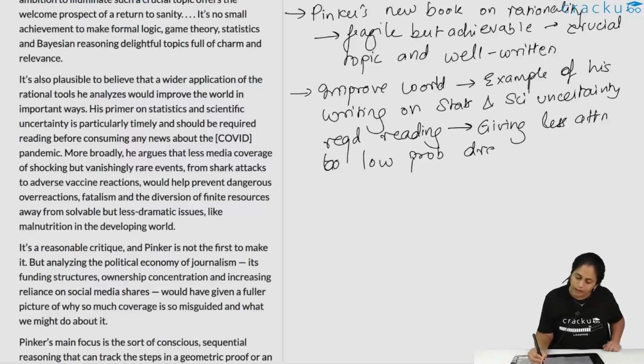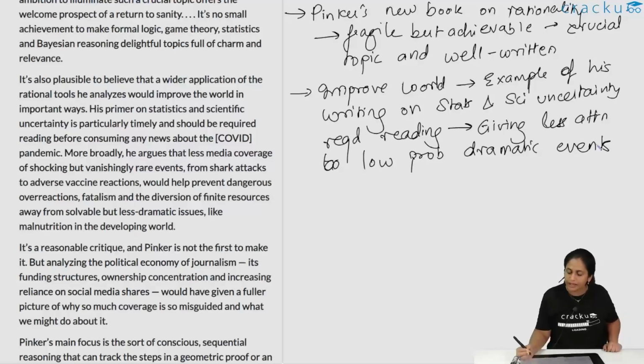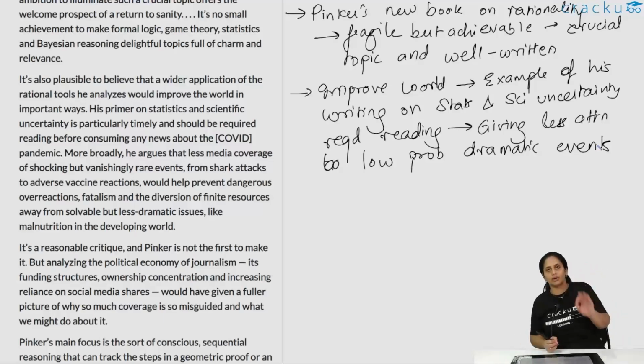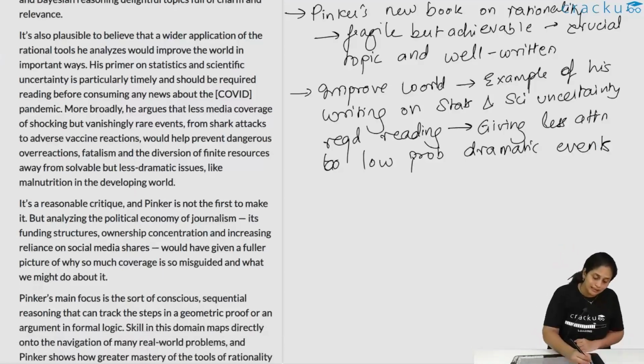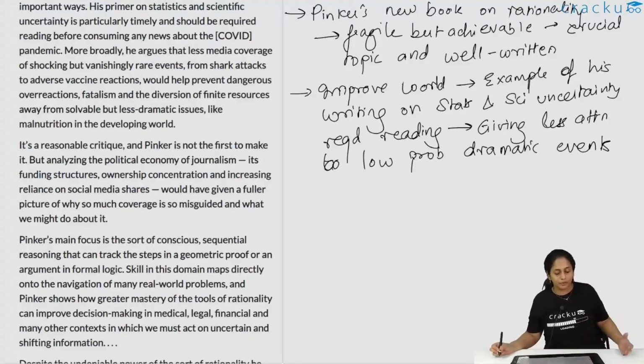So the author essentially cites these two examples where Pinker is on the dot. She says Pinker is absolutely correct. These are two cases where I feel I completely agree with what Steven Pinker is saying. It's a reasonable critique, and Pinker is not the first to make it. But analyzing the political economy of journalism, its funding structures, ownership concentration, and increasing reliance on social media shares would have given a fuller picture of why so much coverage is so misguided and what we might do about it.